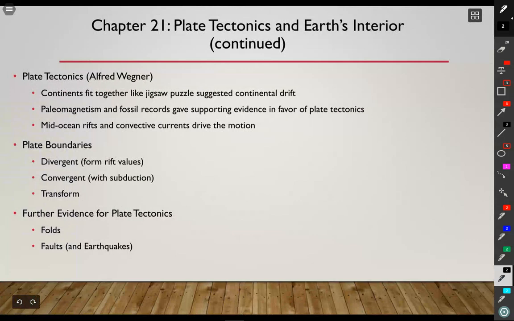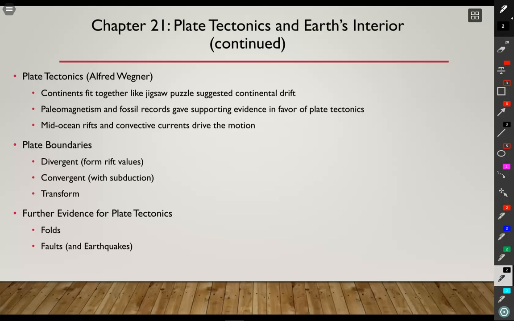Okay, plate tectonics was devised by Alfred Wegener. People didn't believe him at first, but he said, look, if you look at the shapes of the continents, they kind of fit together like a jigsaw puzzle. Since they fit together like a jigsaw puzzle, maybe they used to actually be like that, and they've broken apart.